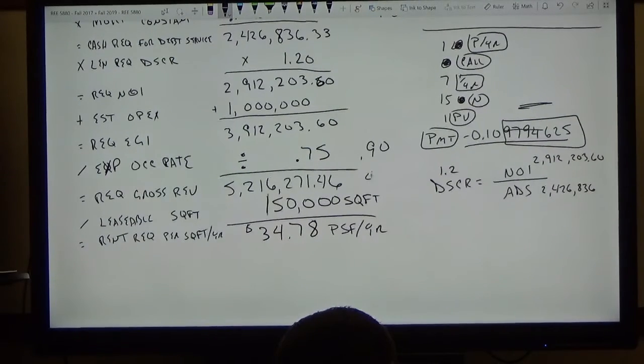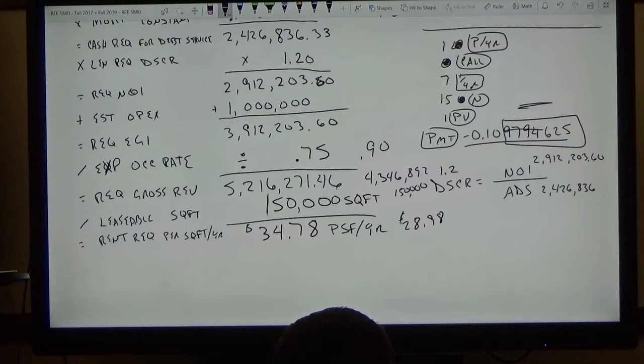That would mean we would end up with 4,346,892, and then if our square footage stays constant at 150,000, 28.98. So in other words, with a higher occupancy level, which makes obviously logical sense, higher occupancy would mean that we would only need to get a lower dollar amount of rent.